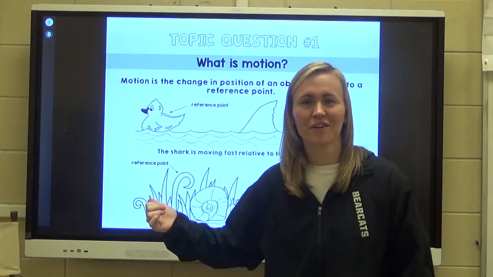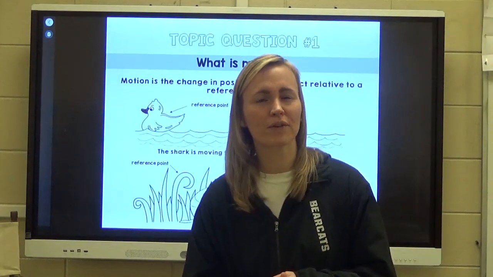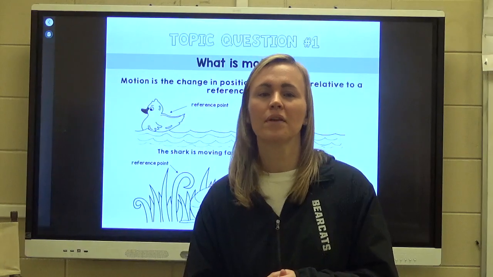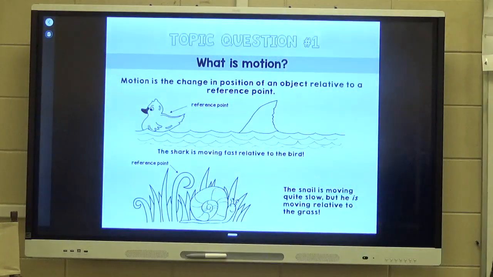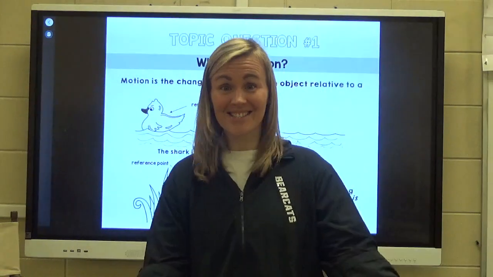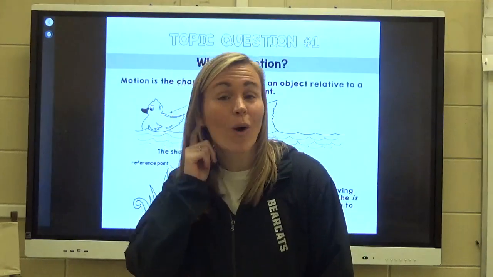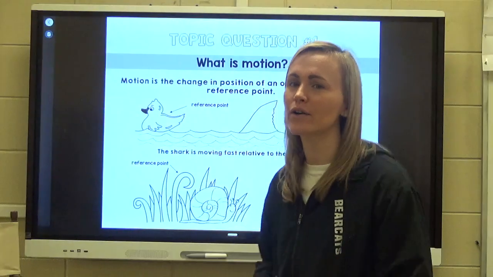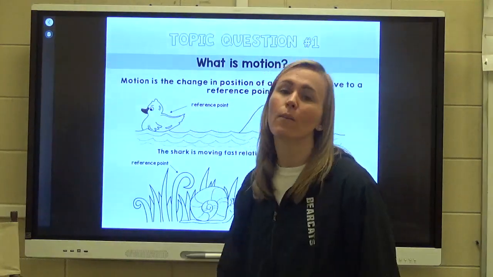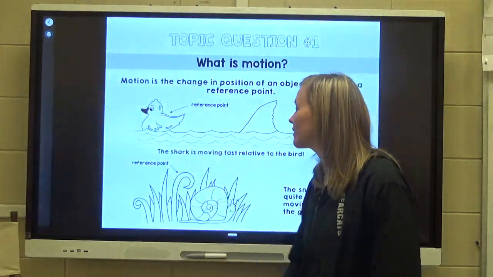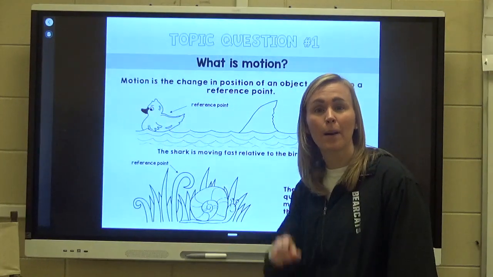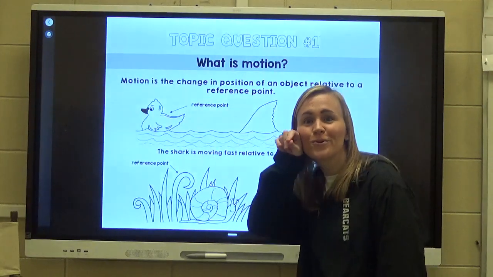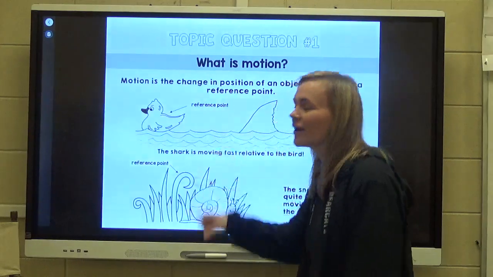So the duck, does it actually make a good reference point? No! That's right, class. It does not make a good reference point. Why? The duck can move, alright? So it doesn't technically make a good reference point, but just for the sake of this picture, we're using it as our reference point. Now behind it, we have a baby shark, baby shark, I'm just kidding.